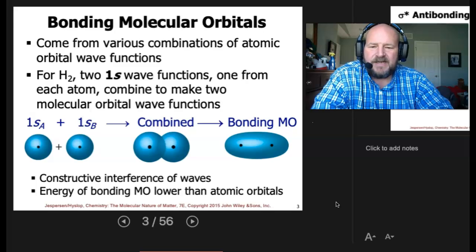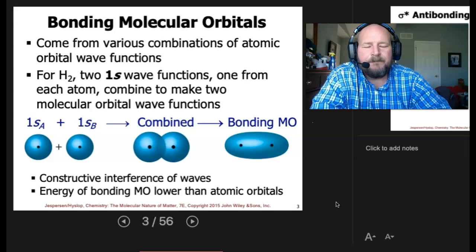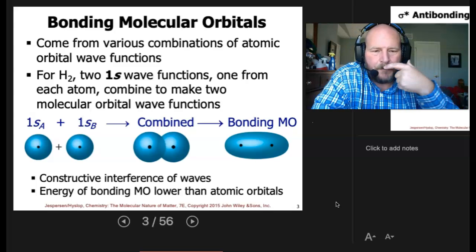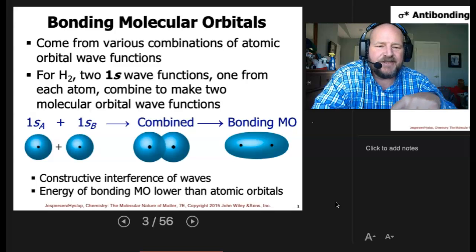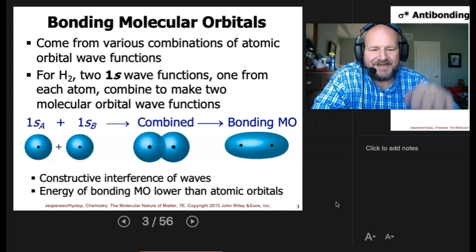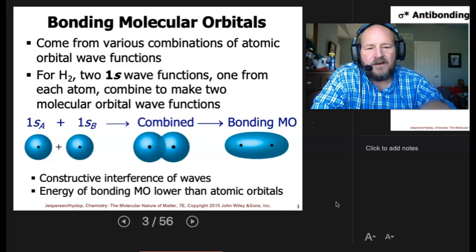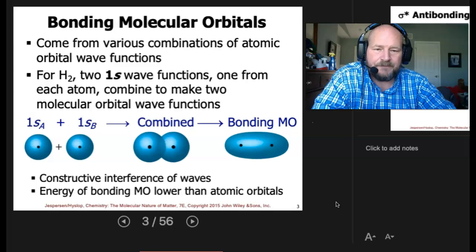The energy of the bonding MO will be lower than either of the atomic orbitals. Remember, electrons move based upon energies, so if I want to form a bond, it has to be advantageous to the electron to form that bond, which means there has to be a decrease in the energy. There's got to be a reason why the electron wants to go there rather than stay where it is located presently within the atomic orbital.